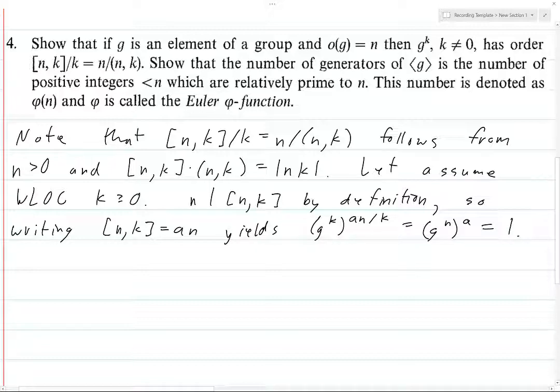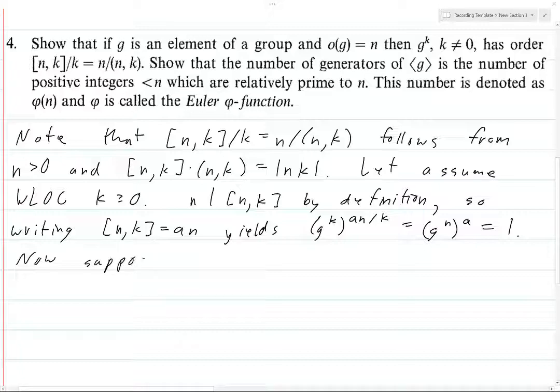Okay, so now that we know that this is an exponent such that raising g to the k to this exponent yields 1, we want to prove that this is the smallest such positive number. So let's see here.